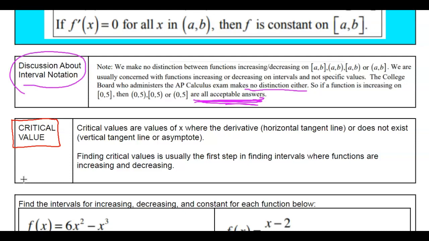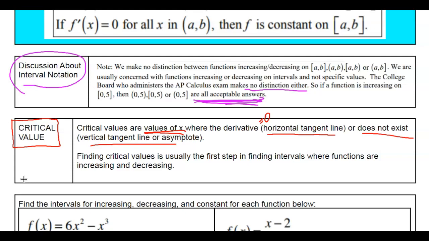So a critical value is a value of x where the derivative is either 0, a horizontal tangent line, or it does not exist. So you have a vertical tangent line. This part got left out. So that is by definition. It's called critical. I will refer to other words as important values, but not the word critical. Critical has its own special definition.